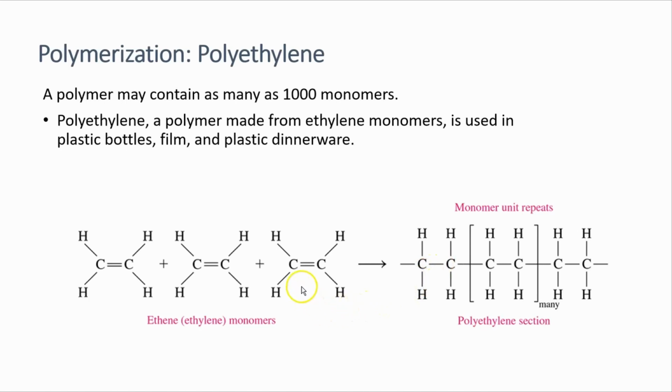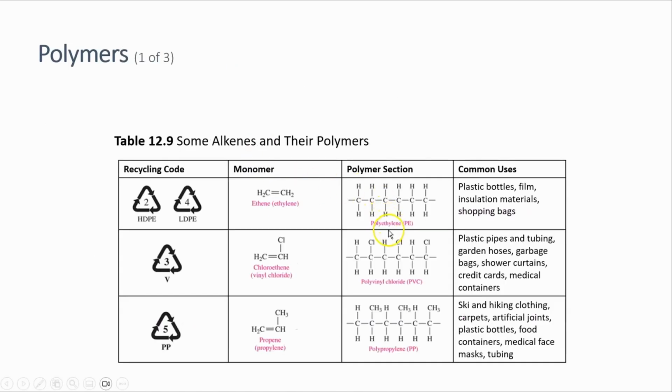You should be able to deduce the polymer given a monomer unit. That's the knowledge that we need to take from this type of reaction. Okay, now we'll see some other examples as well. This table shows some other examples of polymers and their monomer units. We already discussed ethene and polyethylene. The second example I want to show is polyvinyl chloride, or PVC.